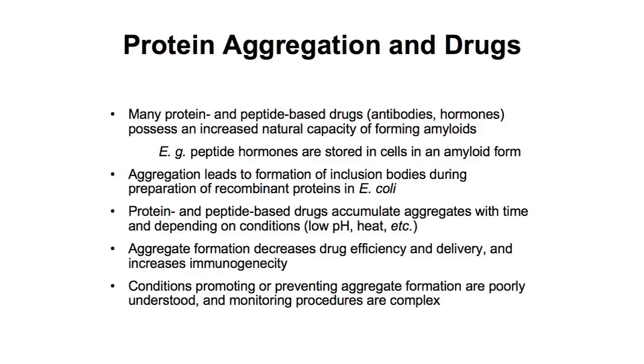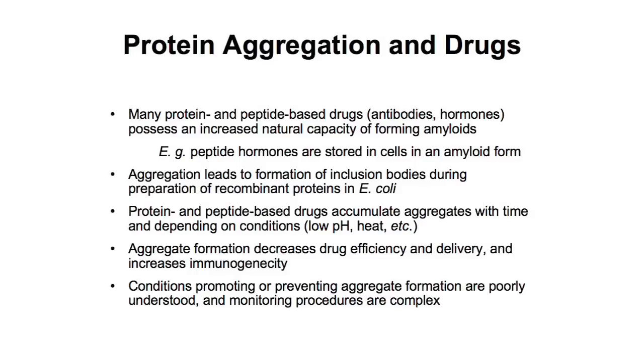So if we talk about, first talk about protein aggregation in vitro. Aggregation of the proteins produced for certain purposes. For example, the protein and peptide-based drugs like antibodies, hormones, which actually are very widespread by now. So what is the problem with aggregation of those proteins?